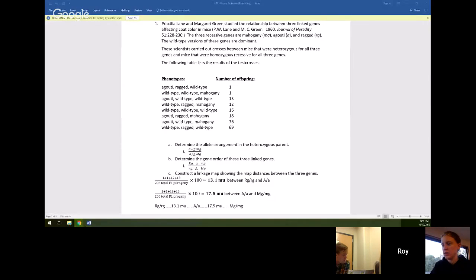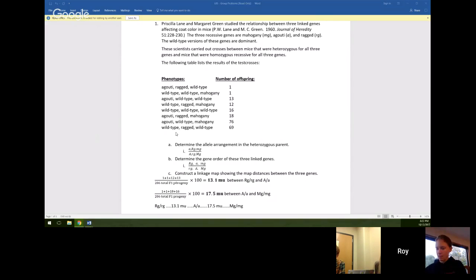Okay. So I have number 1. A is to determine the allele arrangement in the heterozygous parent. To do that, you just take the largest numbers of the offspring. The largest ones were 76 and 69, which were the genotype A RG plus MG over A plus RG and then MG plus. And then B, determine the gene order of these 3 linked genes.